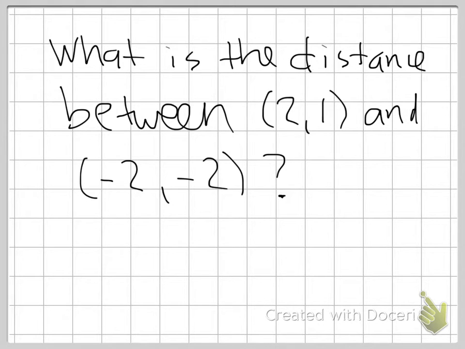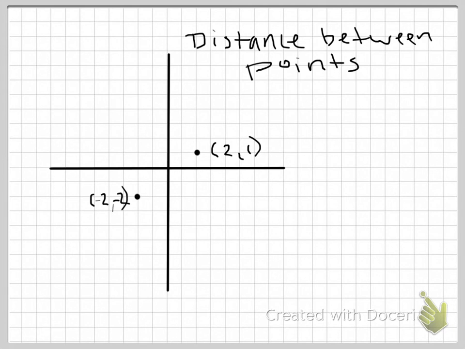Sometimes problems will ask you to find the distance between points without using a coordinate grid. Now we're actually going to start with using the coordinate grid so that you can see how we derive the shortcut to be able to do this without graphing it out. So let's look at what this looks like when we graph these points.